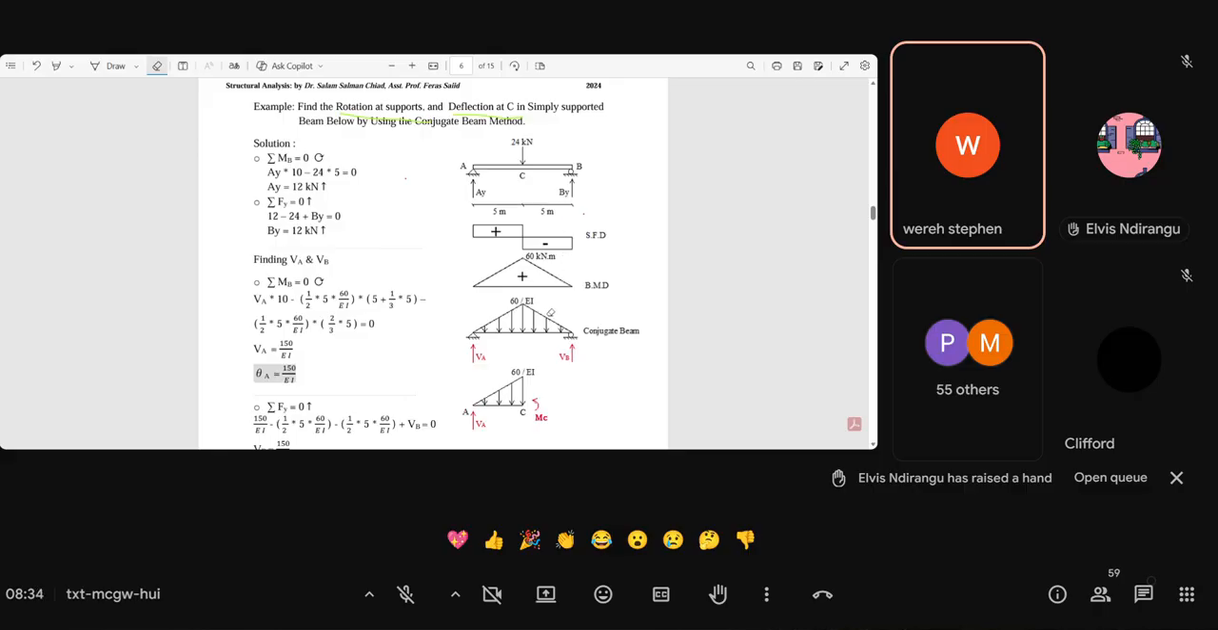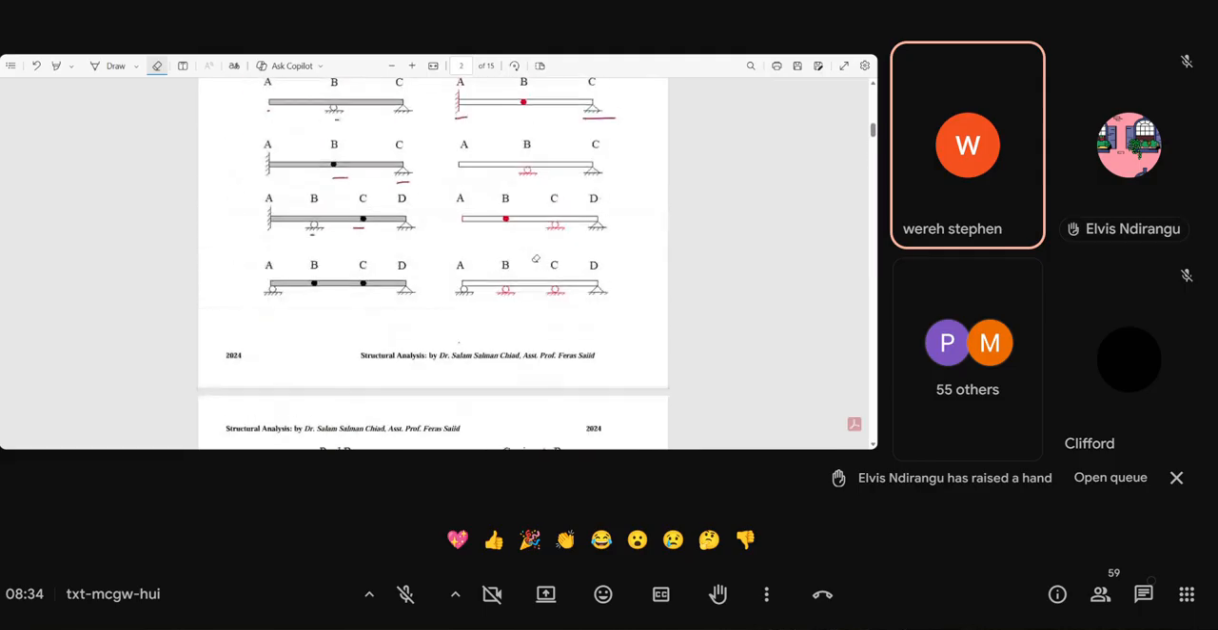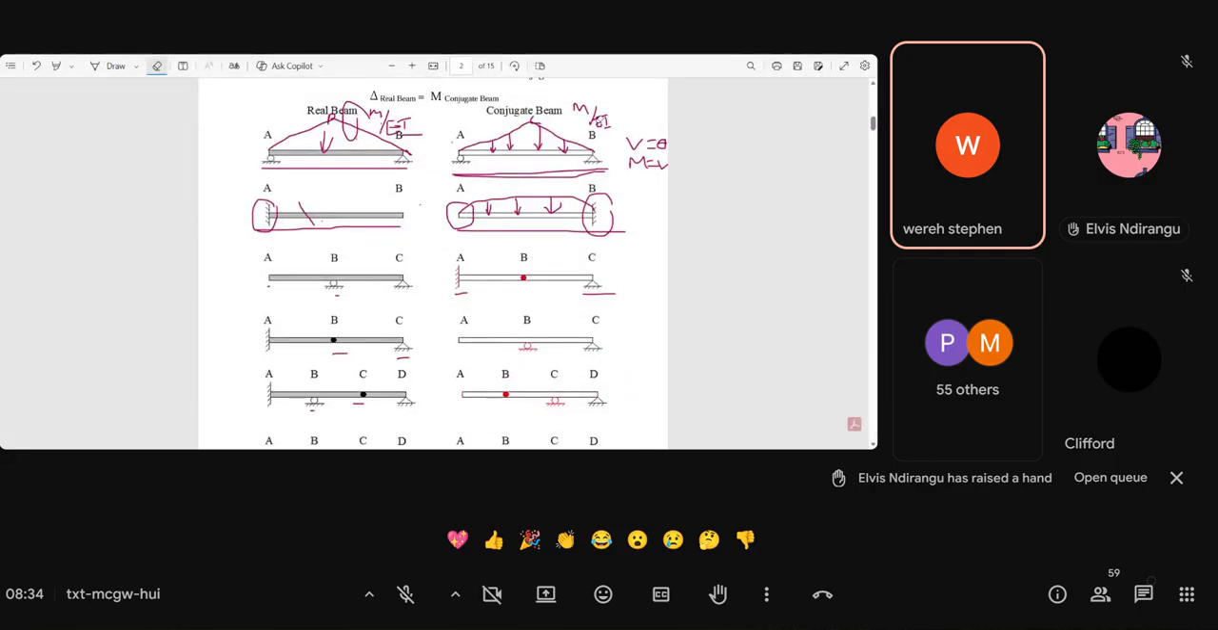Or before you draw the conjugate beam, you can divide that 60 by EI. I told you, you need to divide. I don't know if it is still here. You need to divide, yes, M over EI. So the moment at all the places, please divide it by EI.